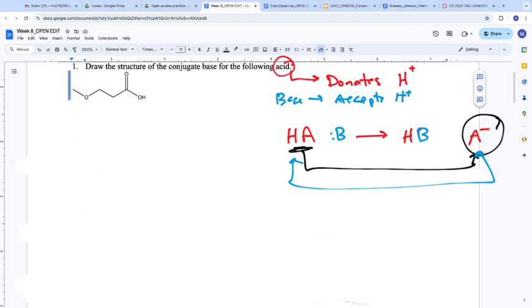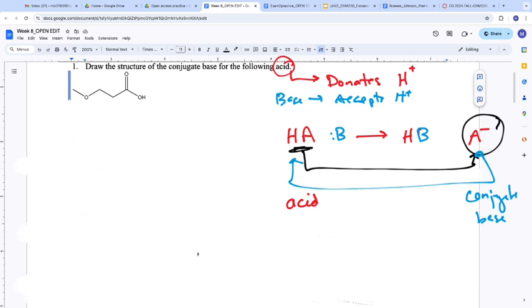So let's try it this way. Here's an A. I want to make it look like HA. What do I have to do? Attach an H or an electron. You mean it has to accept a hydrogen? Yeah. So what does that mean? A- is the conjugate base for our HA acid.